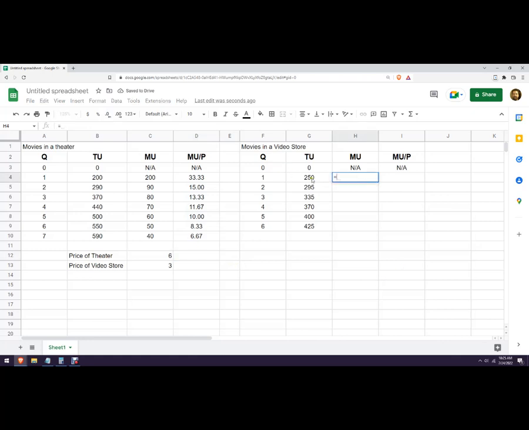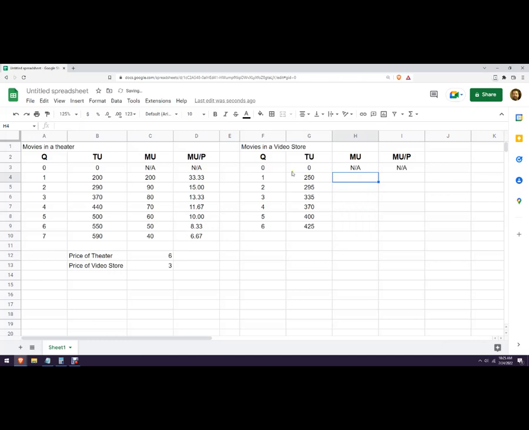I'm going to go equals this divided by, the little slash is divided by, this, but I don't want that to change, so I'm going to hit F4. And go there. Okay, interesting problem here. Oh, because this is wrong. I made a mistake there. I see why those numbers are so wacky.